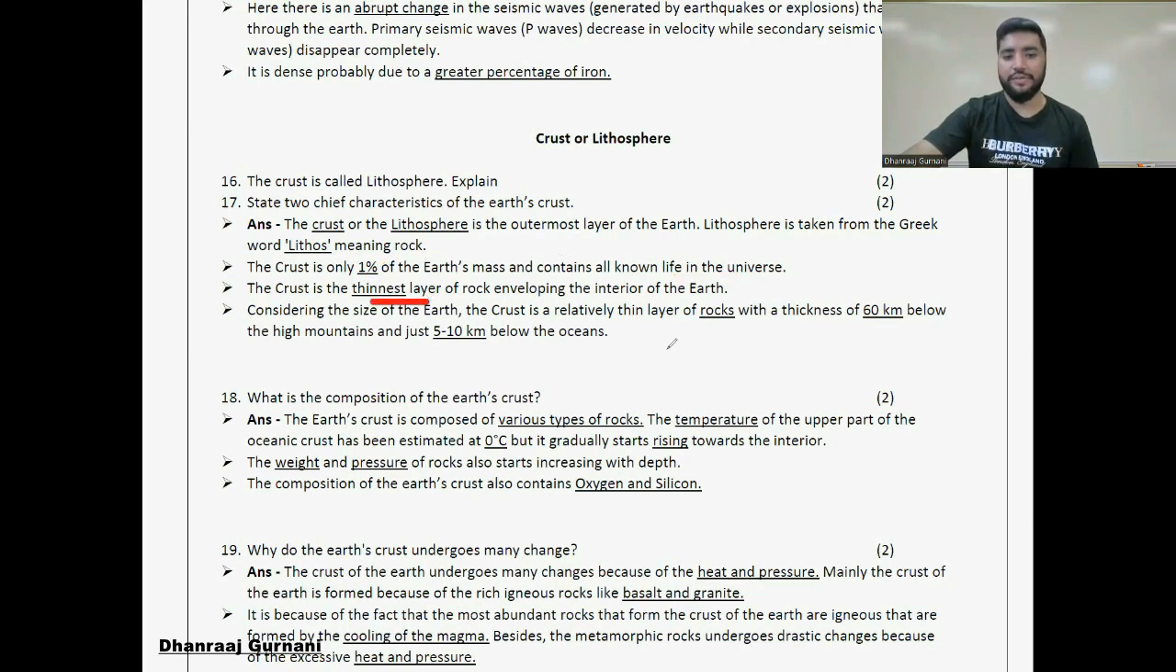The crust is the thinnest layer of rock, and considering the size of the Earth, the crust is a very thin layer, with a thickness of 60 kilometers below the high mountains and just 5 to 10 kilometers below the oceans.